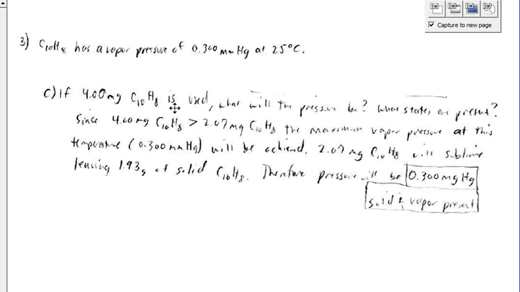In part C, you're still working with the same substance. They're saying if 4 milligrams of this substance is used, what will the pressure be? What states will be present? Now 4 is greater than 2.07, so you're only going to be able to get to your maximum vapor pressure, and then there's going to be some solid left. The maximum amount that will sublime was established before, 2.07 milligrams. So what is left is 4 minus that, and the pressure is going to be 0.3 millimeters of mercury. It's going to be solid and vapor present in this one.